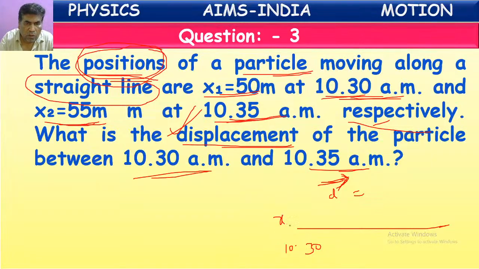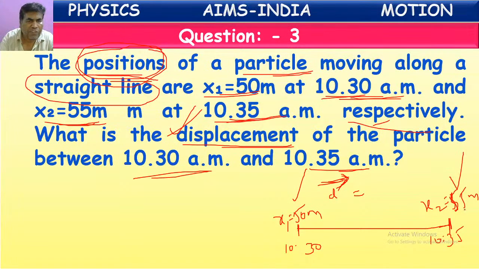It is at a place of x1, which is equal to 50 meters. What about 10:35 time? At 10:35, it is at a position called x2, where that location value is 55 meter. So here position is marked as 50 meter. Here position is marked as 55 meter.